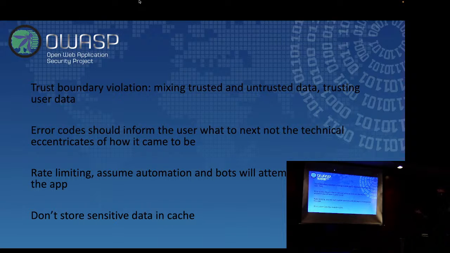Rate limiting: try to assume automation and bots will always attempt to manipulate your app, because they do, because they're always there. They're always scanning the net. They're always looking for little areas where they can grab hold. So assume the worst. And yeah, like I said, don't store sensitive data in a cache or any type of temporary storage that may be accessible to the user.